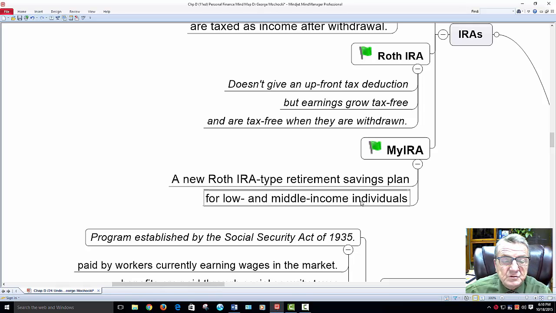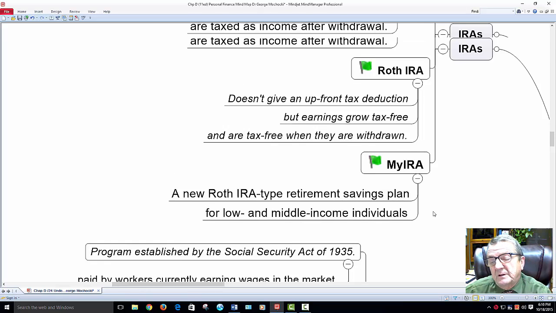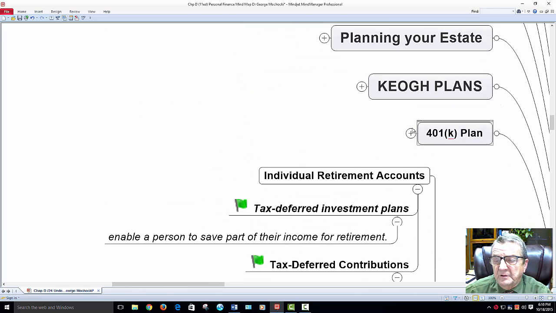The new IRA is this new version of a Roth IRA, a retirement savings plan for low and middle income individuals. You've got a little more flexibility.